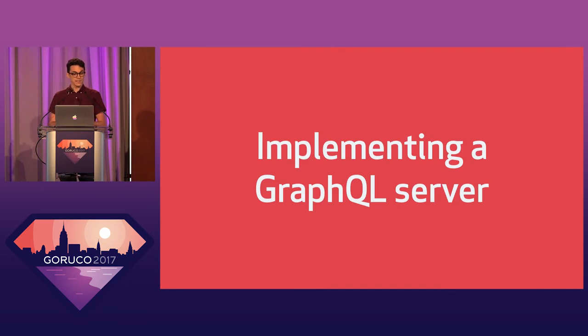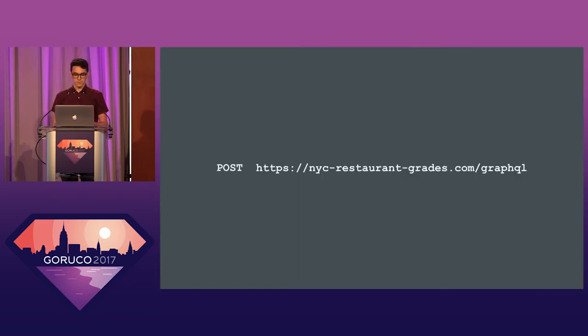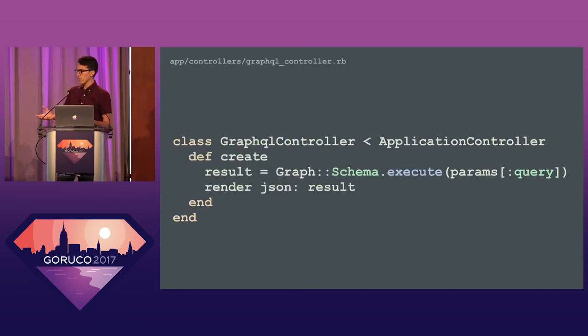So let's talk about what it takes to implement a GraphQL server. The NYC Restaurant Grades website is just a Rails app. When we send a request to /graphql, we end up at a pretty regular looking controller. This controller starts by taking the query out of the params, it's just a plain old string, and it passes it to our schema to be executed. Once we get a result from the schema, we render it as JSON and serve that back up to the client that requested it. But in order to do all of this, we need a GraphQL implementation.